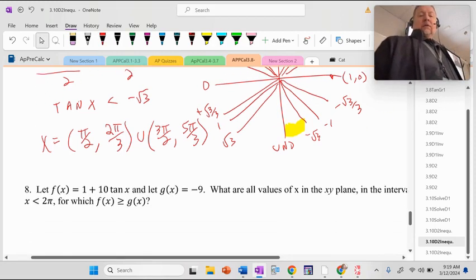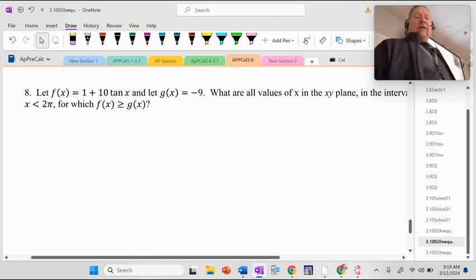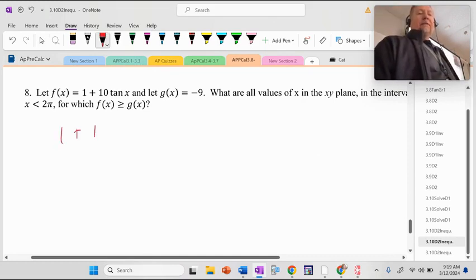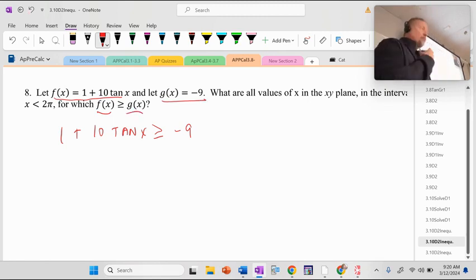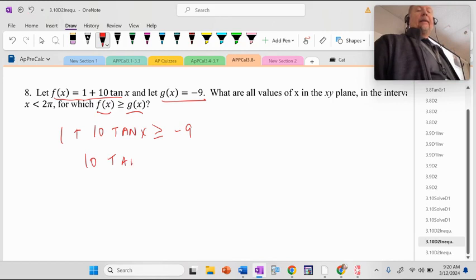Where is f of x? I'm going to go back up to that graph that I created for this because it is a tan. Is greater than or equal to negative 9. Okay, so where's f of x? F of x greater than or equal to g of x. Just do a replacement. This answer is going to be annoying. Subtract 1. Come on, that's negative 10, not negative 8. And then divide by 10. Not a flip because I didn't divide by a negative.